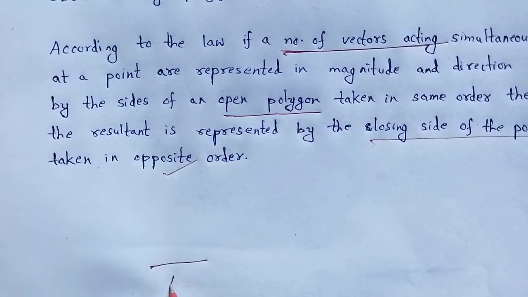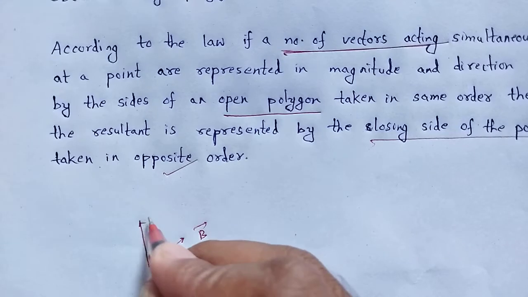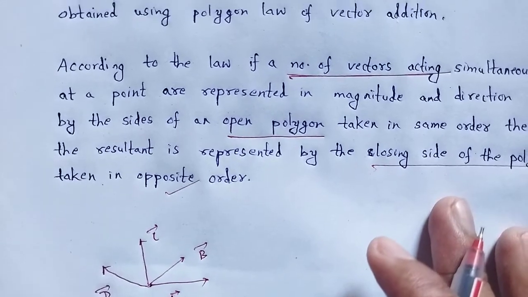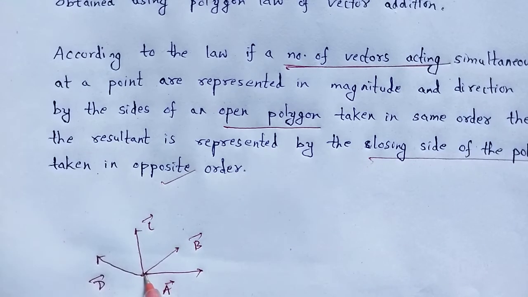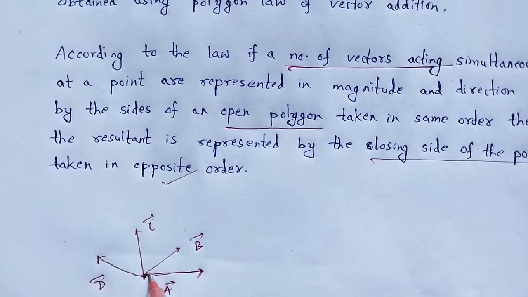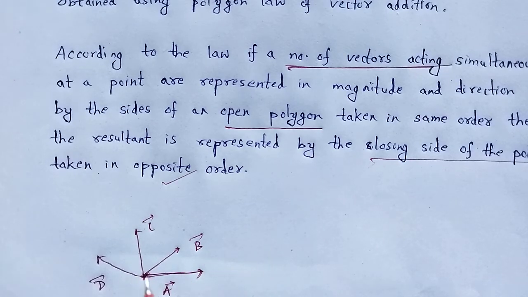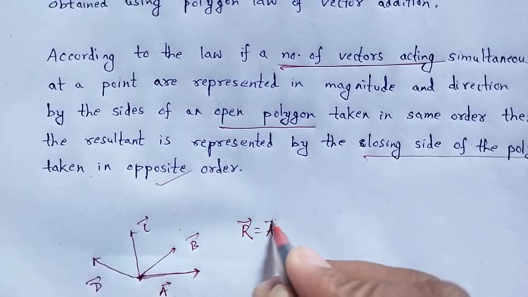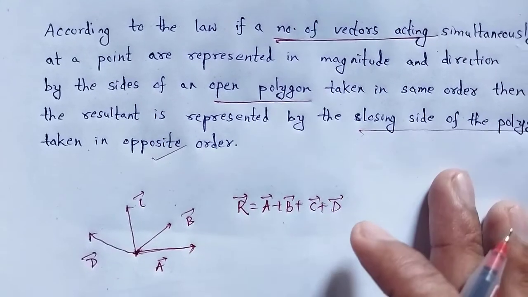Let vector A, this one is vector B, that one is vector C, and that one is vector D. The condition, what is that statement? A number of vectors acting simultaneously at a point. This one is the point, and a number of vectors, A vector, B vector, C vector and D vector, are acting at the same point simultaneously. Then what should be its resultant vector? According to the law, R vector is equal to A vector plus B vector plus C vector plus D vector. How can we represent this?